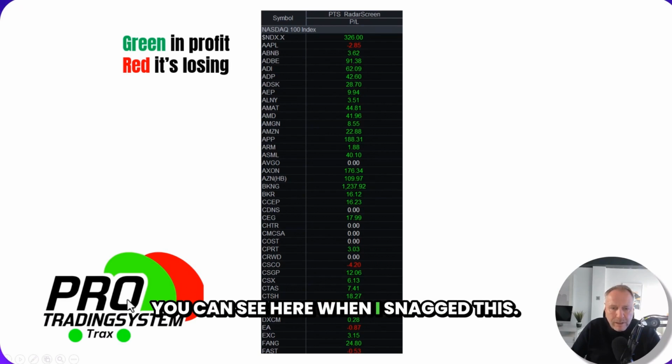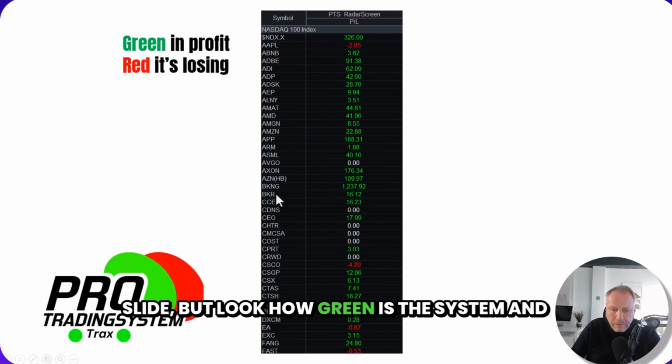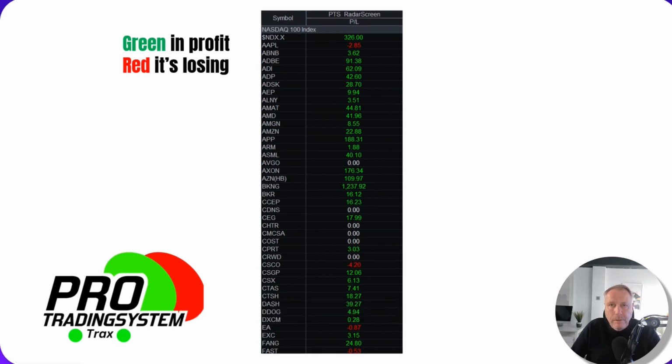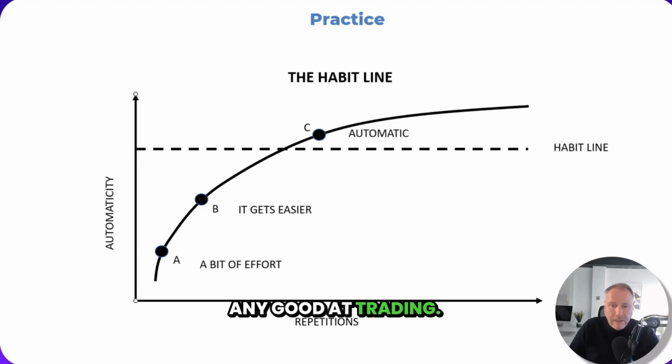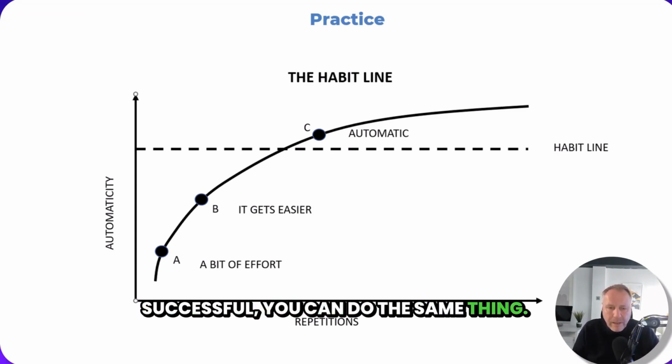You can see here what I snagged, which is just a few of the NASDAQ stocks. I couldn't get past F down here on this slide, but look how green it is. The system and the colors are absolutely fantastic. You're probably wondering if you could be any good at trading, and the answer is of course you can. If another human being's done it and been successful, you can do the same thing.